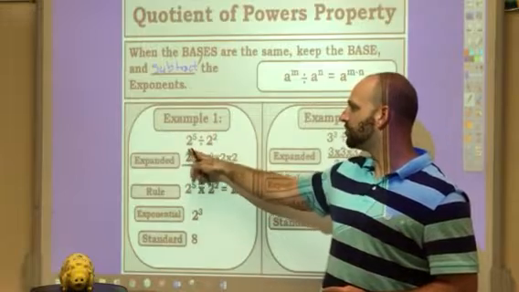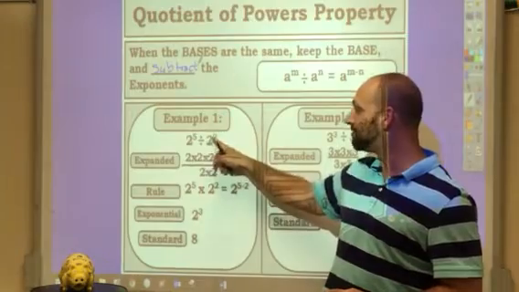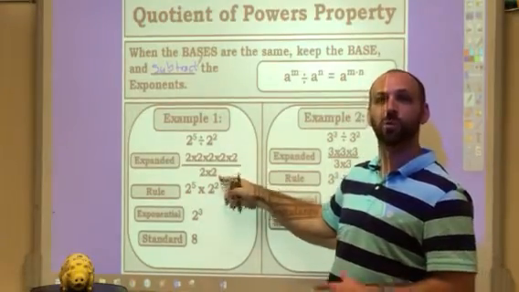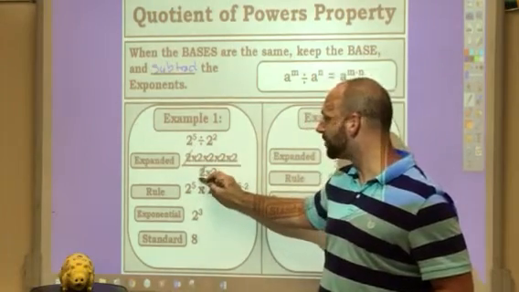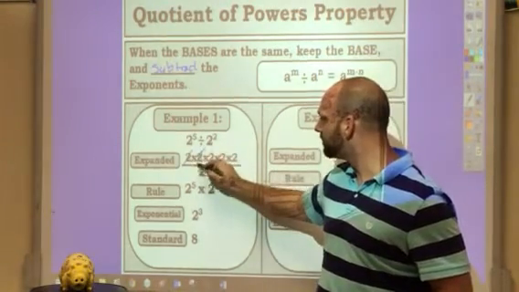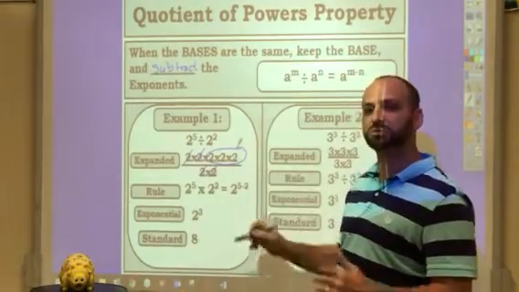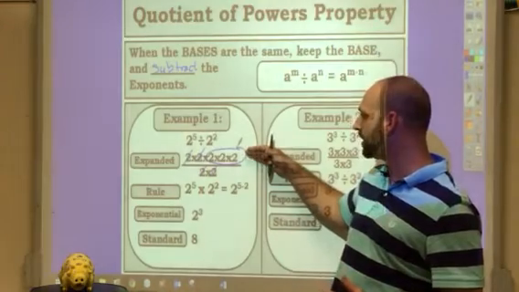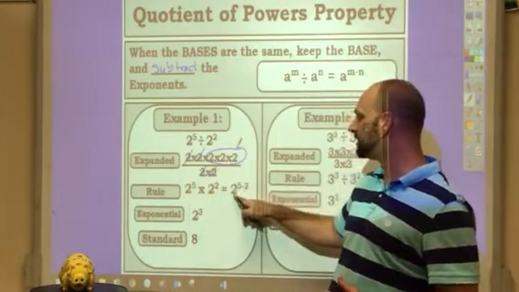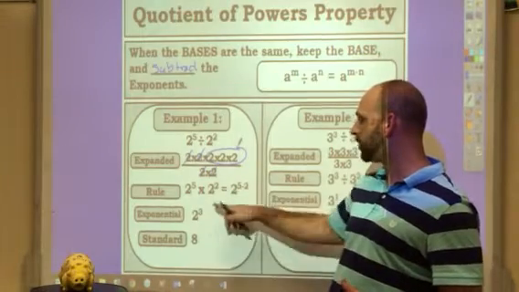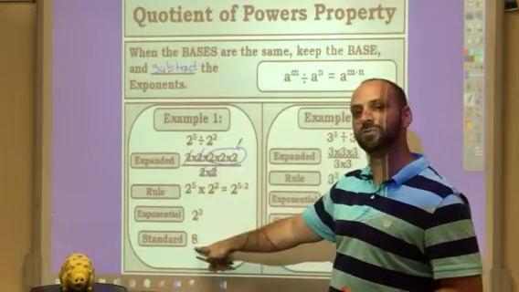Our first example, again, we're going to go to expanded form. So we expand out 2 to the 5th, 2 times 2 times 2 times 2 times 2, divided by 2 times 2. Well, what happens when we do that, each of these 2's will divide out. 2 divided by 2 is 1. 2 divided by 2 is 1. And what does that leave us? 3 2's being multiplied by each other in the numerator. And so what we see here is we can simply keep the base and subtract our exponents to get 2 to the 3rd. In standard form, that would be 8.